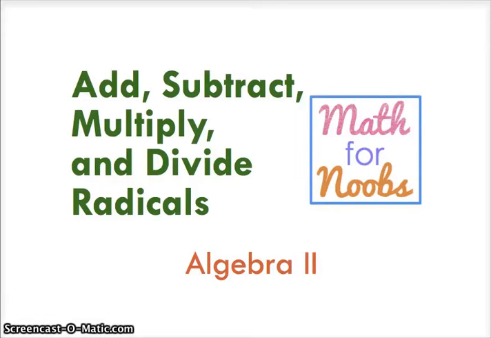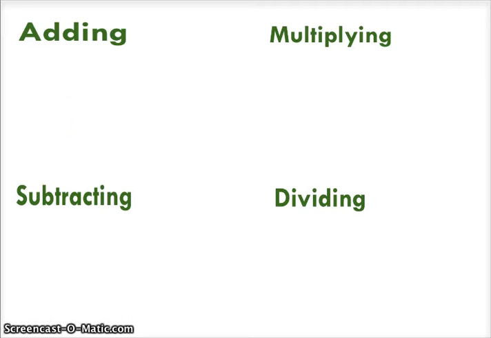Today we're going to be covering adding, subtracting, multiplying, and dividing radicals. So, adding radicals. Let's say we have root 2 plus root 3. We can't simplify this any further because the number inside the radical, which is called the radicand, is different, because it's 2 and 3. Think about this like x plus y. You can't really add x plus y, and x plus y is the simplest form.